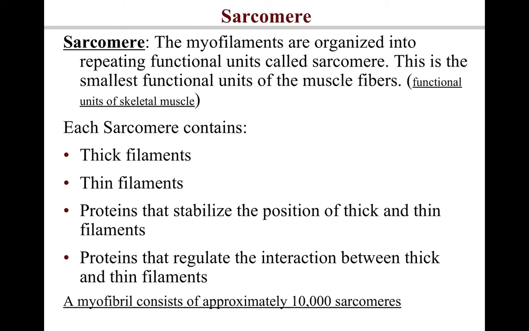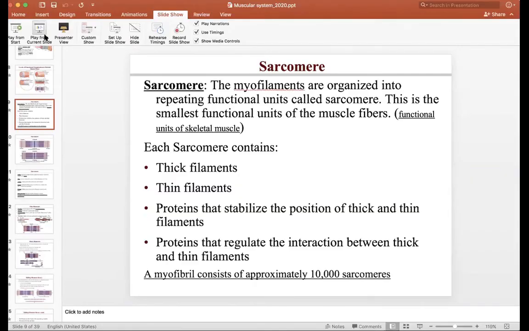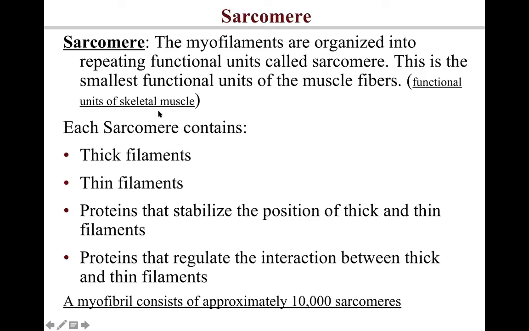So we are learning now about the sarcomere, right? Myofibrils or myofilaments in the muscle fibers are organized into repeated functional units called sarcomeres. This is the smallest functional unit of muscle fibers, and they are the ones that do the task, okay?